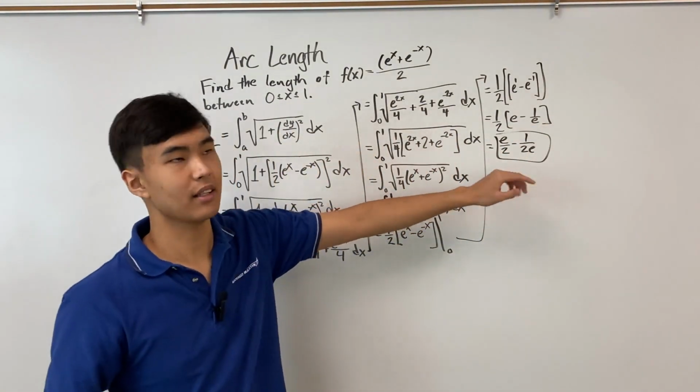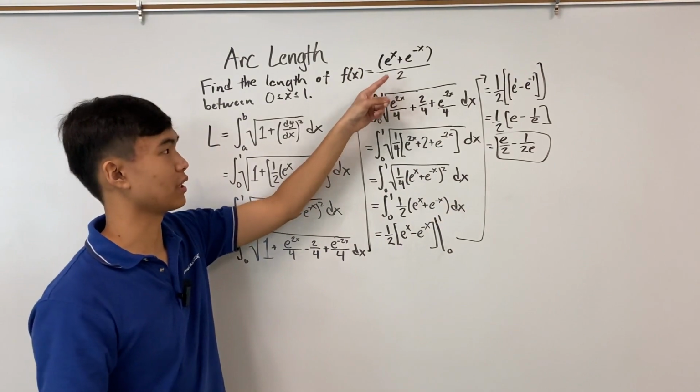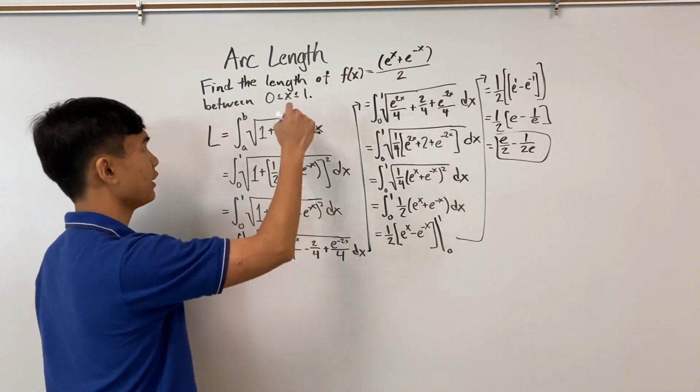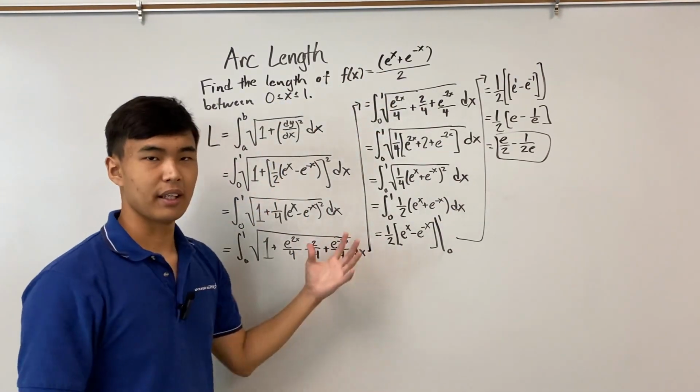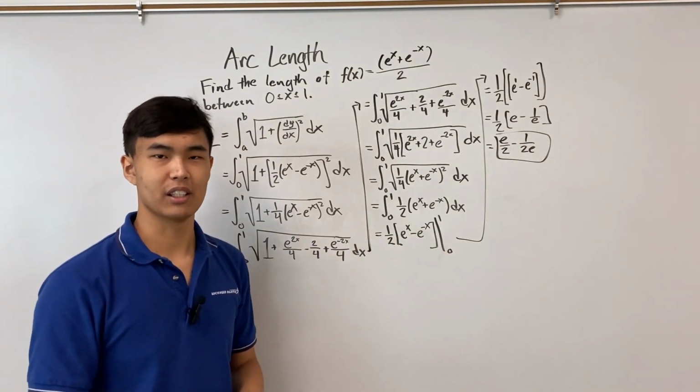And this is the length of the curve e to the x plus e to the minus x over 2 in the interval 0 to 1. And this is the end of AP Calculus AB.